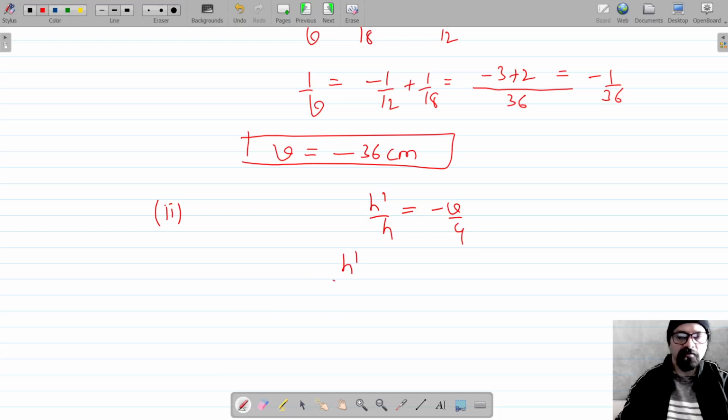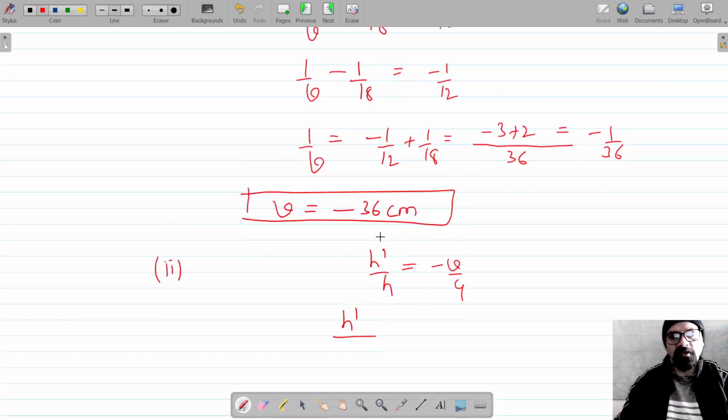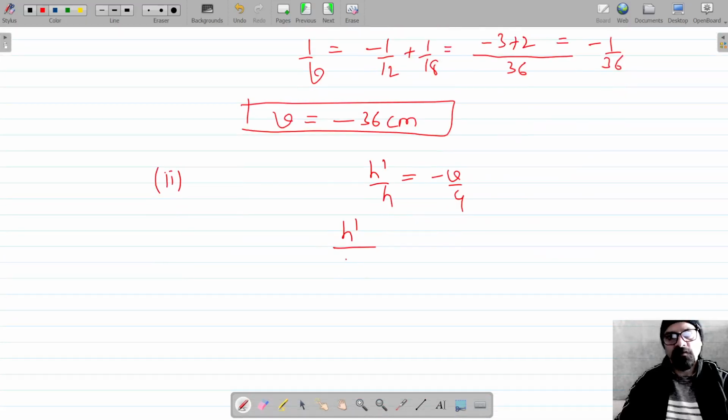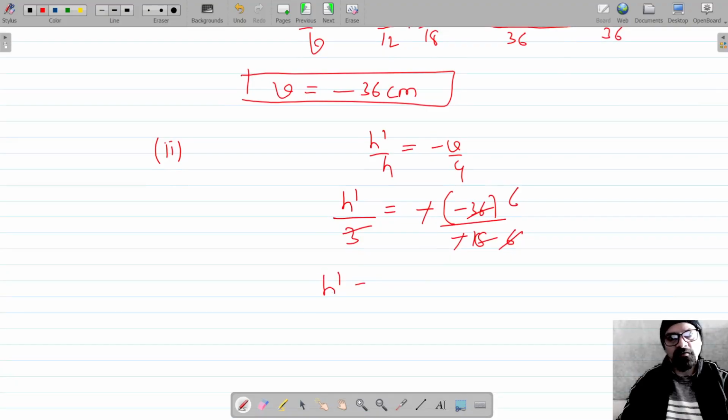h dash is the height of the image, h is the height of the object, which is 3, and negative v, v is negative 36, using the sign convention, upon 18. This gets cancelled: 3 sixes are 18, 6 sixes are 36. So height is negative 6. Negative means that the image is inverted and it's 6 centimeter in size.